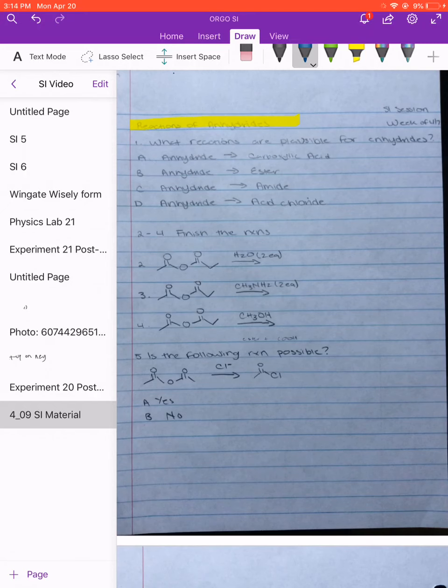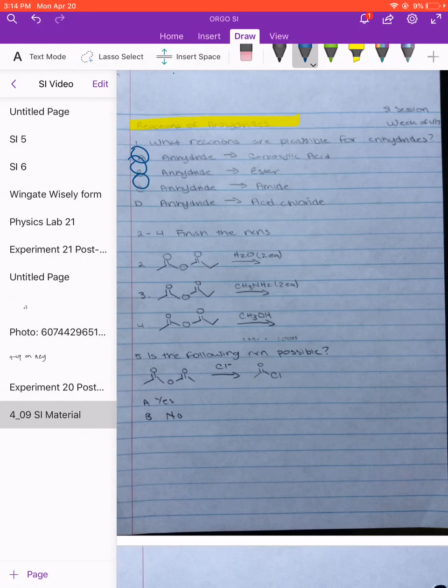So the first question is, what reactions are plausible for anhydrides? So an anhydride can form something that's lower in energy and less reactive than it is. So an anhydride can definitely form a carboxylic acid, an ester, and an amide.